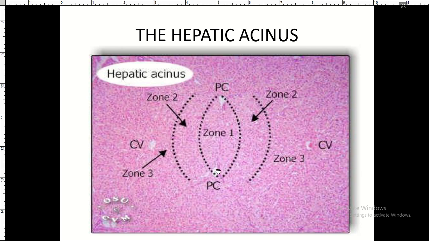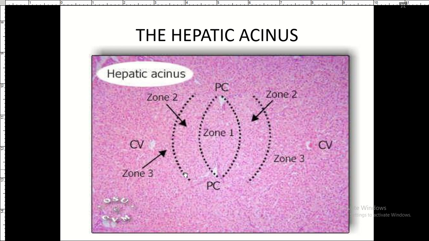So we have three zones. Zone number one. What is happening in zone number one? Take note. Zone number one gets the most oxygen and nutrient supply. Why? Because it is closer to the portal triad. So this is where most of the oxidative metabolism, such as protein synthesis, takes place in zone number one, right?